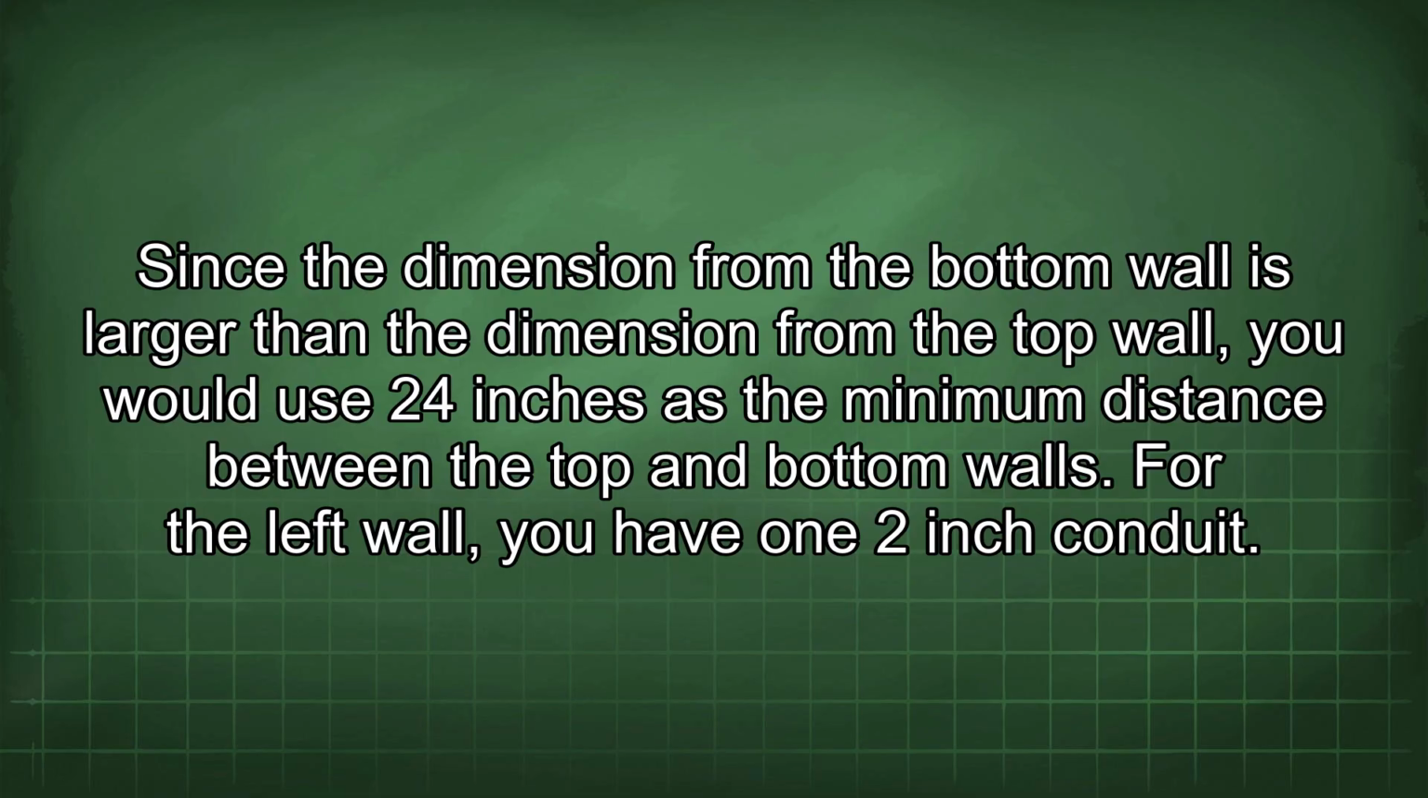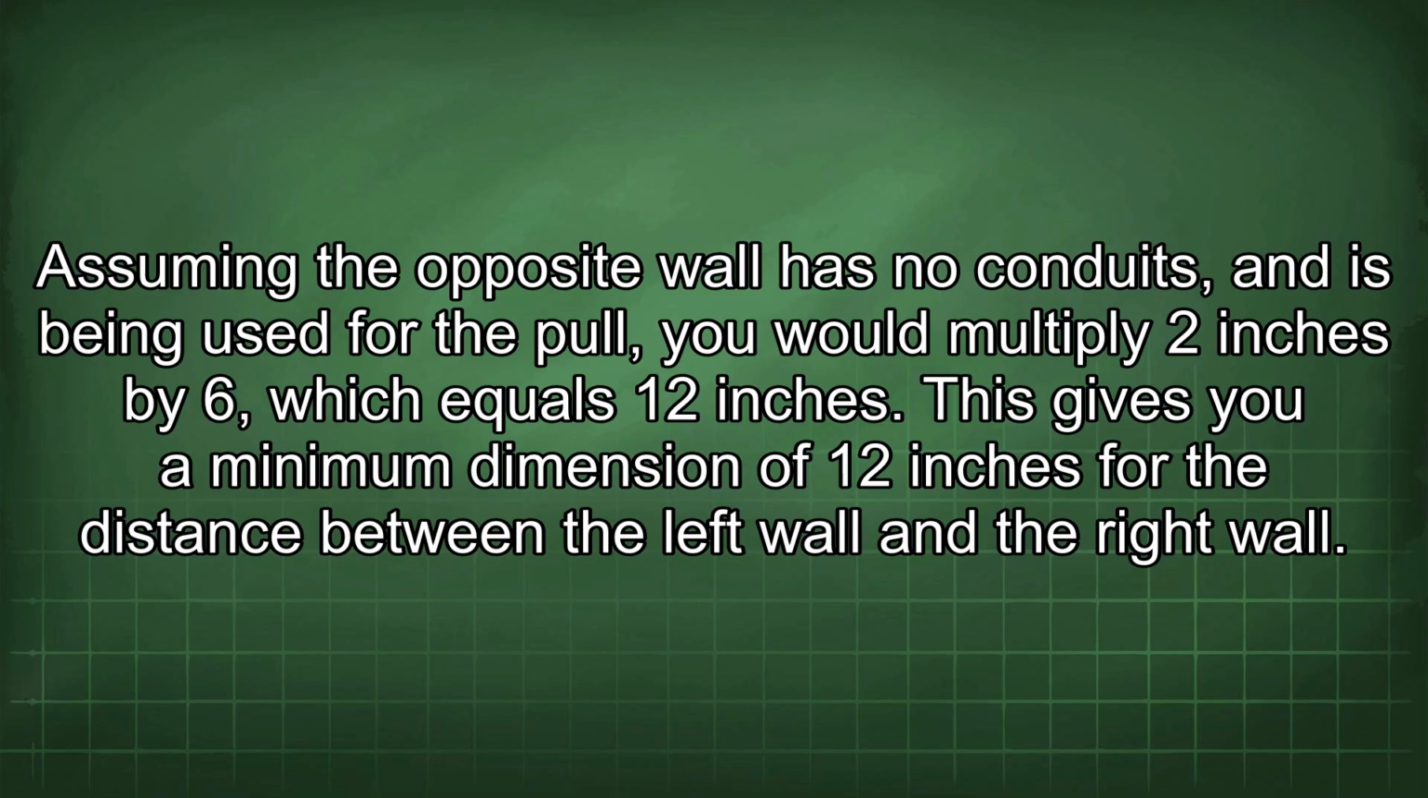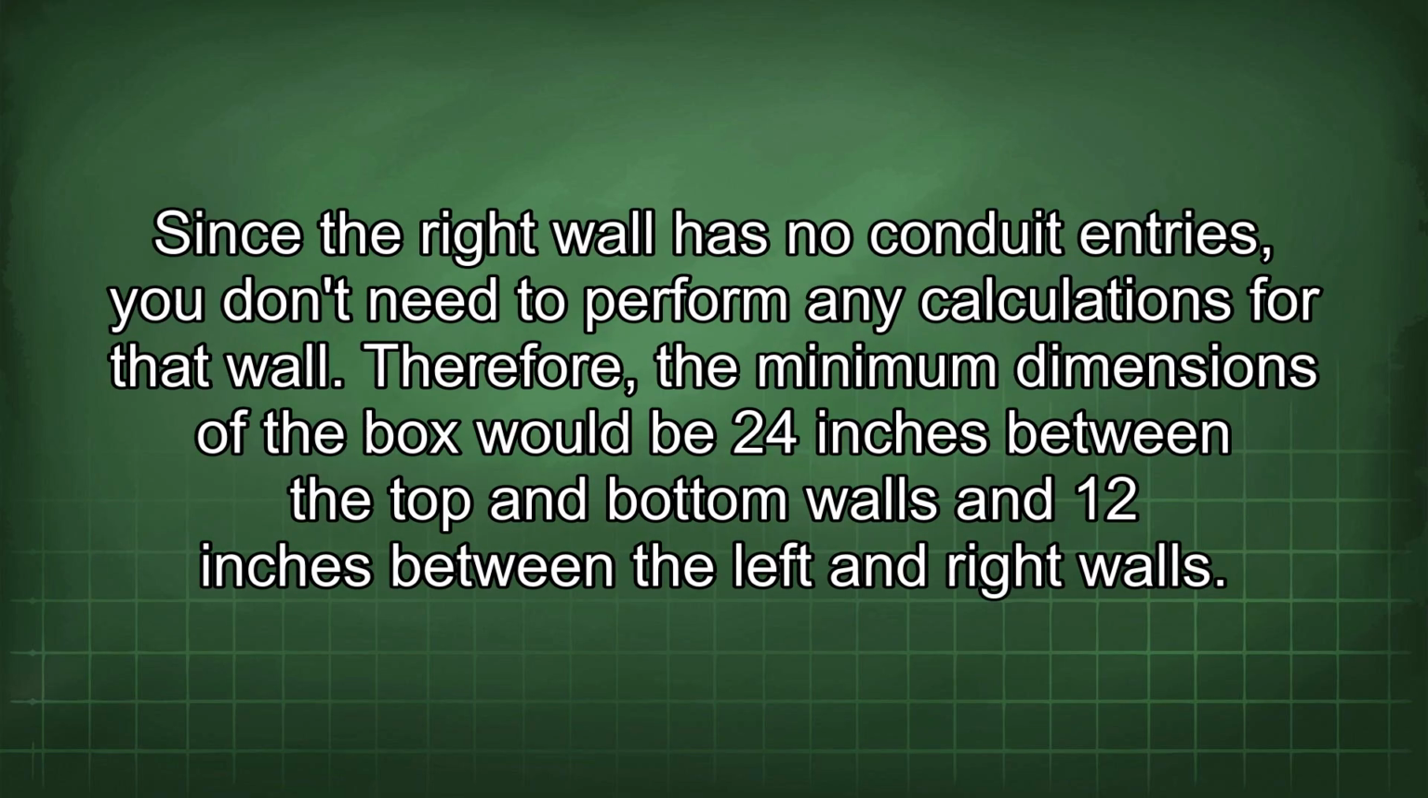For the left wall, you have one 2-inch conduit. Assuming the opposite wall has no conduits and is being used for the pull, you would multiply 2 inches by 6, which equals 12 inches. This gives you a minimum dimension of 12 inches for the distance between the left wall and the right wall. Since the right wall has no conduit entries, you don't need to perform any calculations for that wall. Therefore, the minimum dimensions of the box would be 24 inches between the top and bottom walls and 12 inches between the left and right walls.